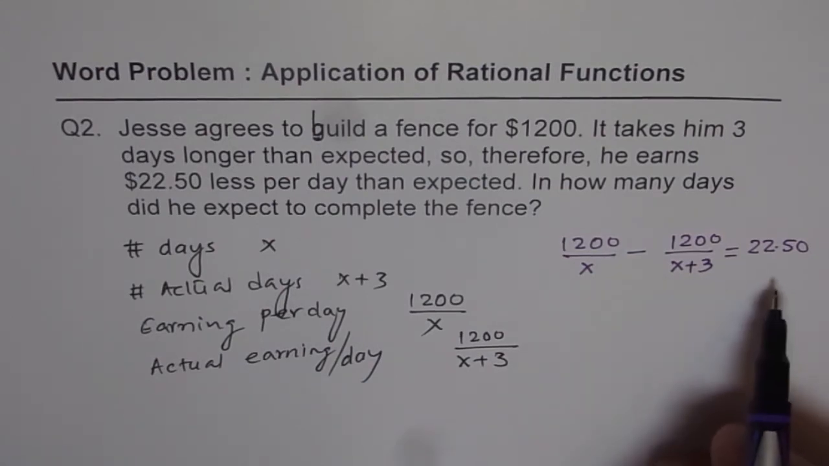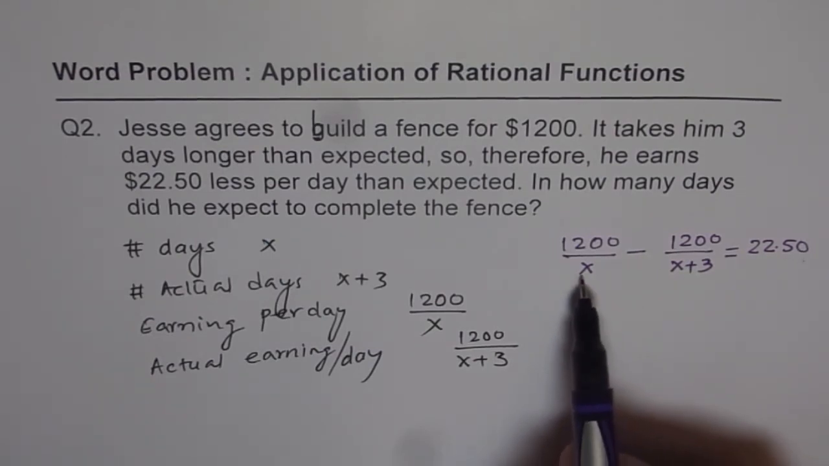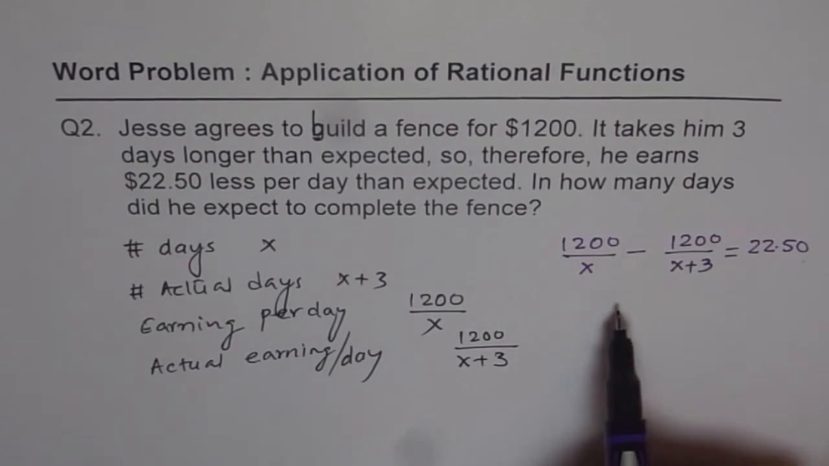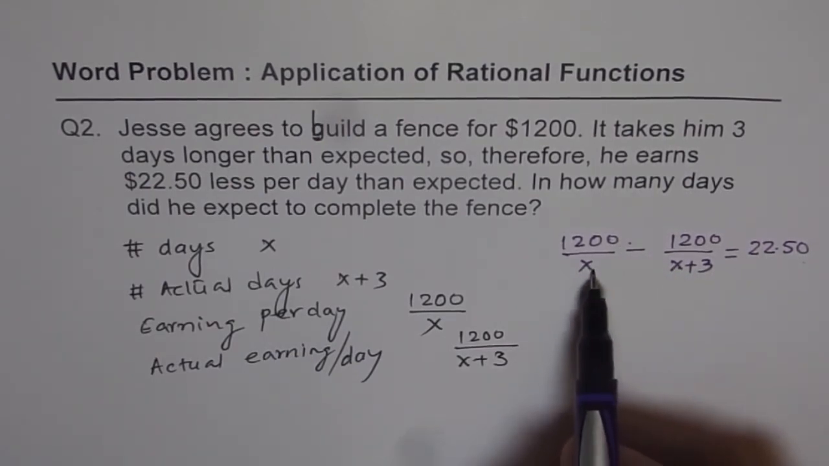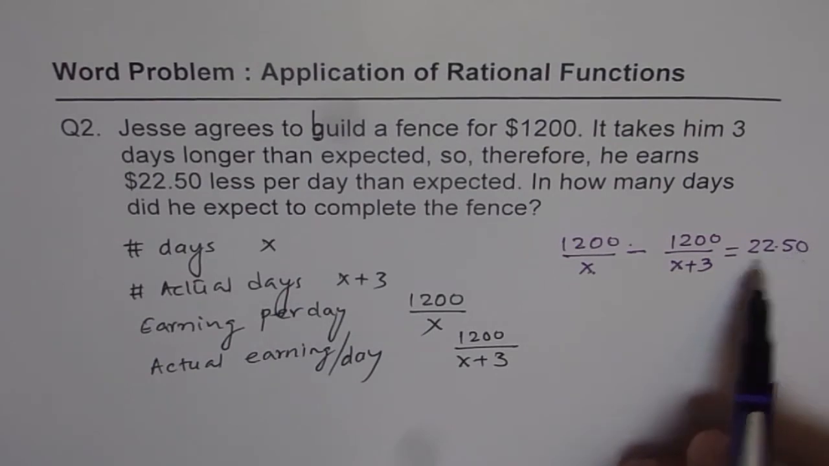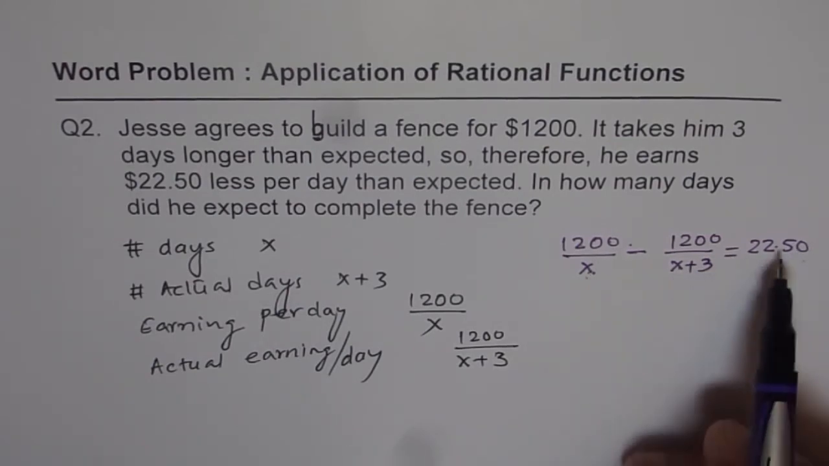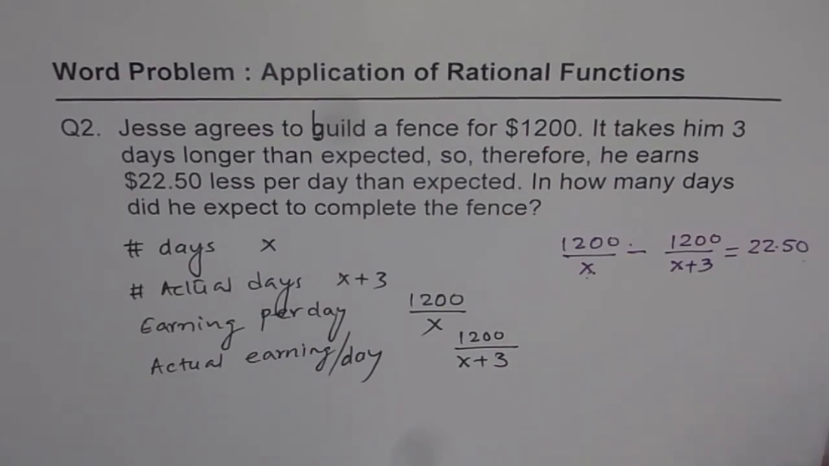Now solving, multiply both sides by the common denominator. In this case, the common denominator is x times x plus 3. When you do that, you get 1200 times x plus 3 minus 1200 times x on this side, and on the right side you get 22.50 times x times x plus 3. Bring all the terms together, it will be a quadratic equation, apply the quadratic formula, and get your answer, right? So that is how this has to be done.